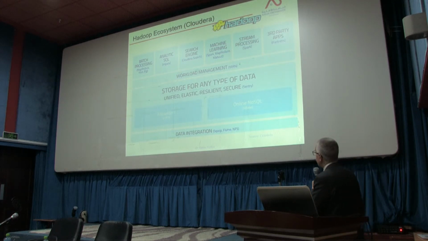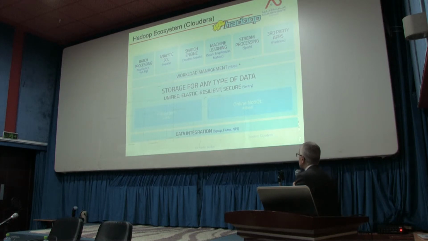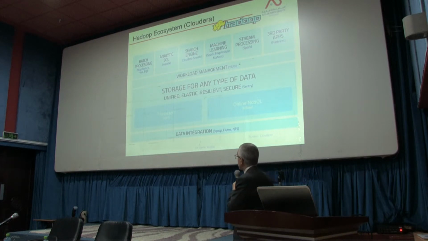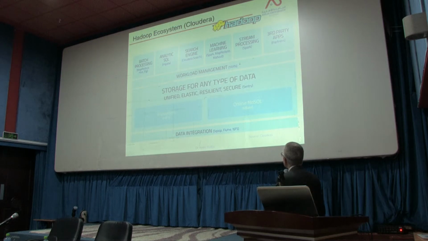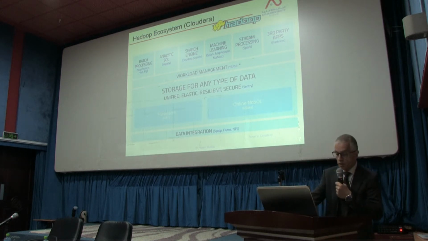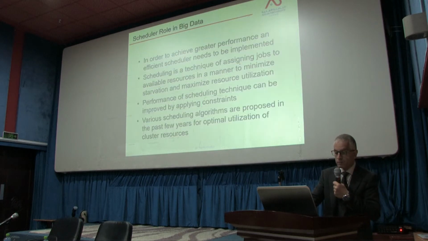So what do we have? We have different layers, as you see. And of course, in the upper level layer, we have different components. One of them is for batch processing. We have also analytic SQL. We have the search engine. We have machine learning, using different technologies such as Spark, MapReduce, Mahout, and we have also stream processing, Spark, and different other third-party applications.